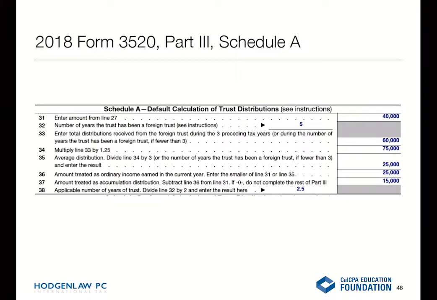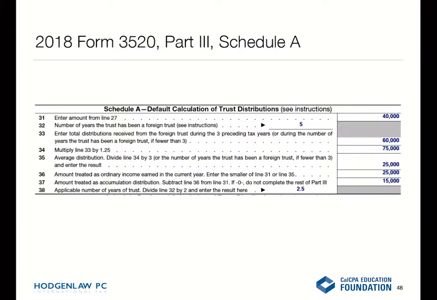So that means that $25,000 out of the 40 is going to just be treated as ordinary income on the 2018 tax return. So we'll come back to that number later. Next, we find the difference between those two numbers, 40 minus 25, and that result, 15,000, is going to be treated as the accumulation distribution. Lastly, here on line 38, we take the 5 years that it's been a foreign trust and divide by 2 and get 2.5, and we use that number again later.